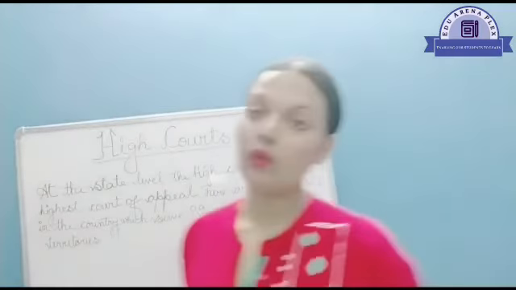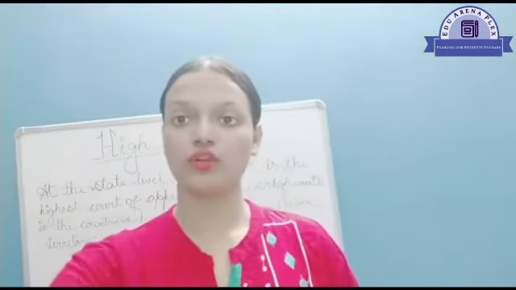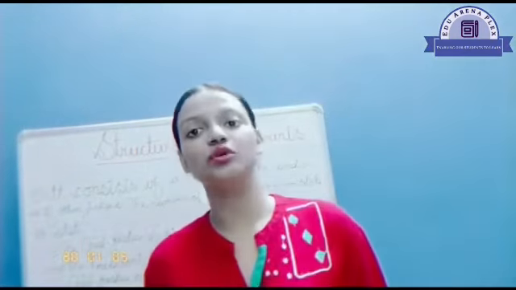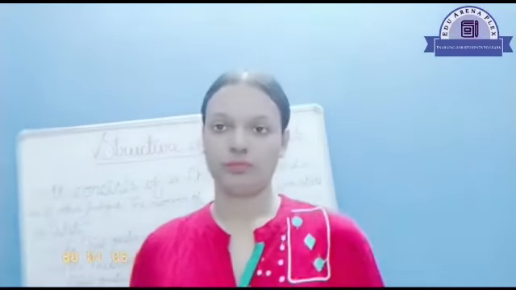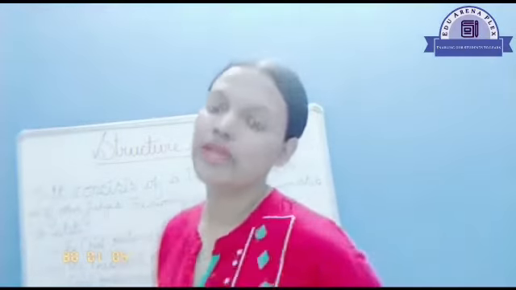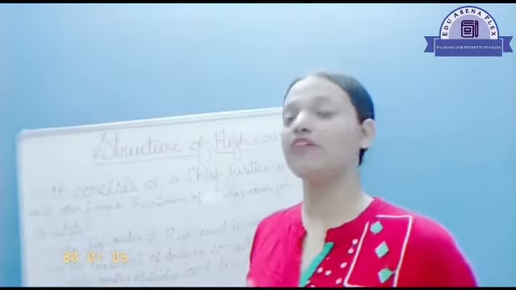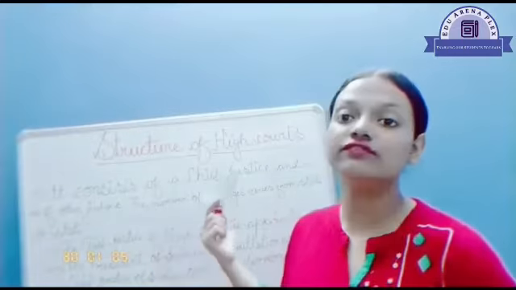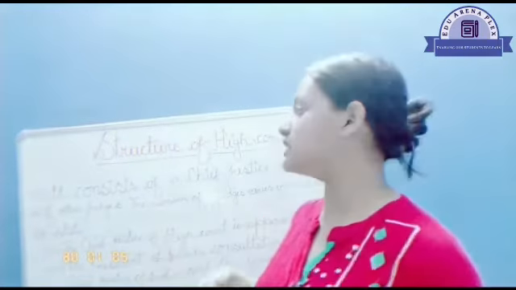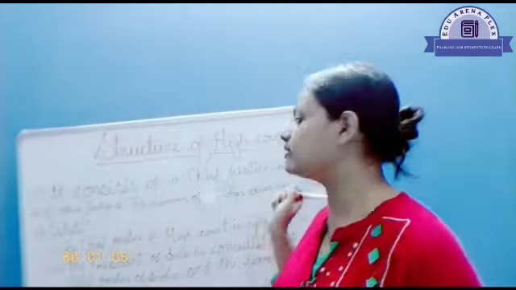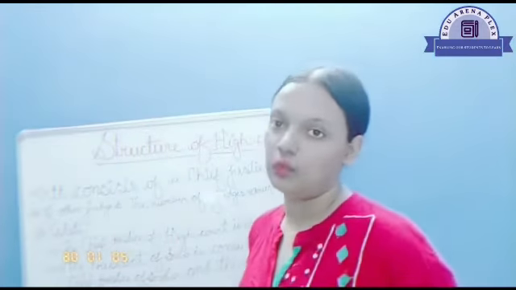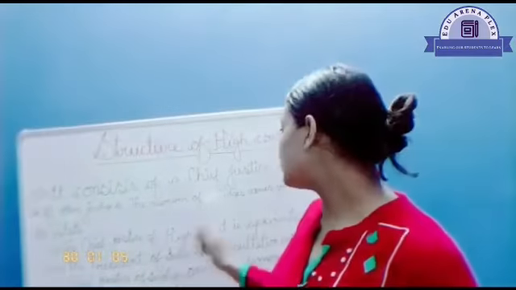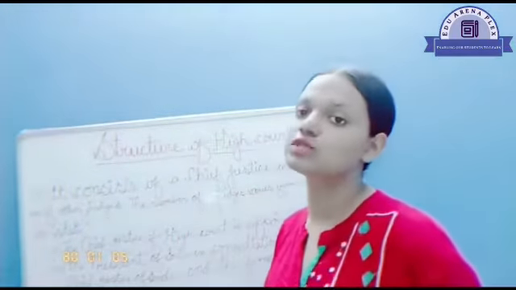Now we will discuss the structure of the High Court. So what do we have in the structure? Every High Court consists of a Chief Justice and a number of other judges. The number of judges varies from state to state.